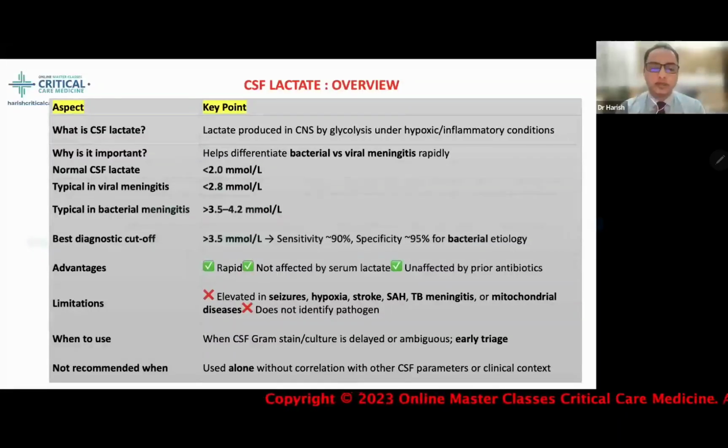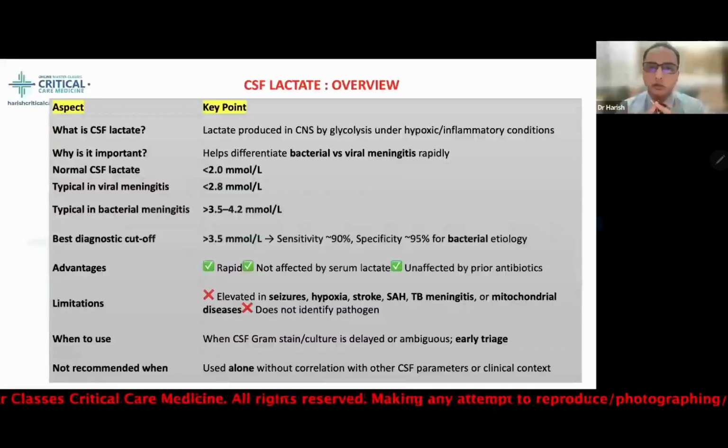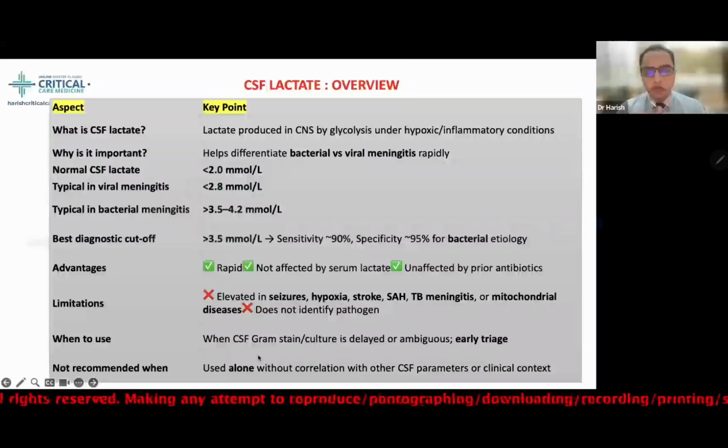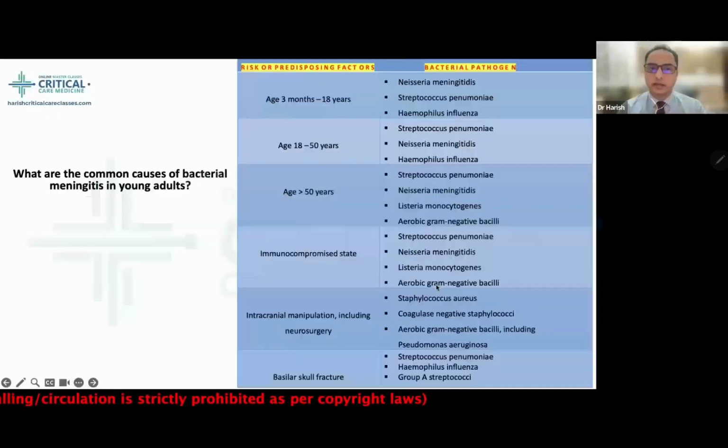So when to use? When CSF gram stain or culture is delayed or ambiguous. We can use it for early triaging to categorize bacterial versus viral meningitis. It is not recommended when used alone, without correlation with the other CSF parameters or without the clinical context. We can't comment based on CSF lactate alone that it is totally a bacterial meningitis.